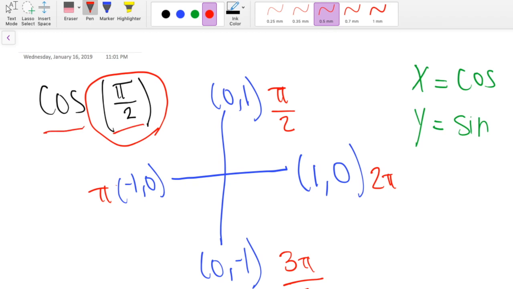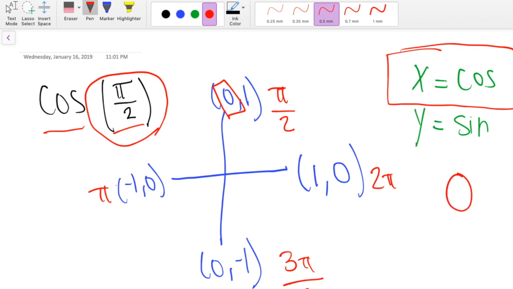So you go to pi halves, and as I said right here, cosine is the x value, x coordinate, excuse me. So you just look for the x coordinate, and it's right there. Like I said, no real math required. You just have to know where your points are, where your degrees are, where your radians are, and there you go.